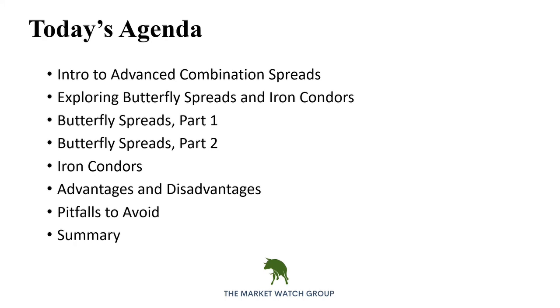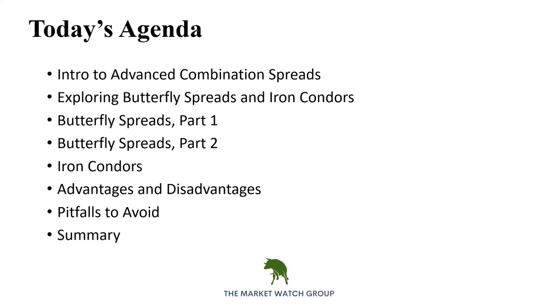Now what? Now we add a 3rd leg or even 2 more to have 4 legs. So that's what makes these a little bit different. That's why I differentiate them as the advanced combination spreads. Then we'll talk about exploring butterflies. Butterfly spreads is one. And iron condors.